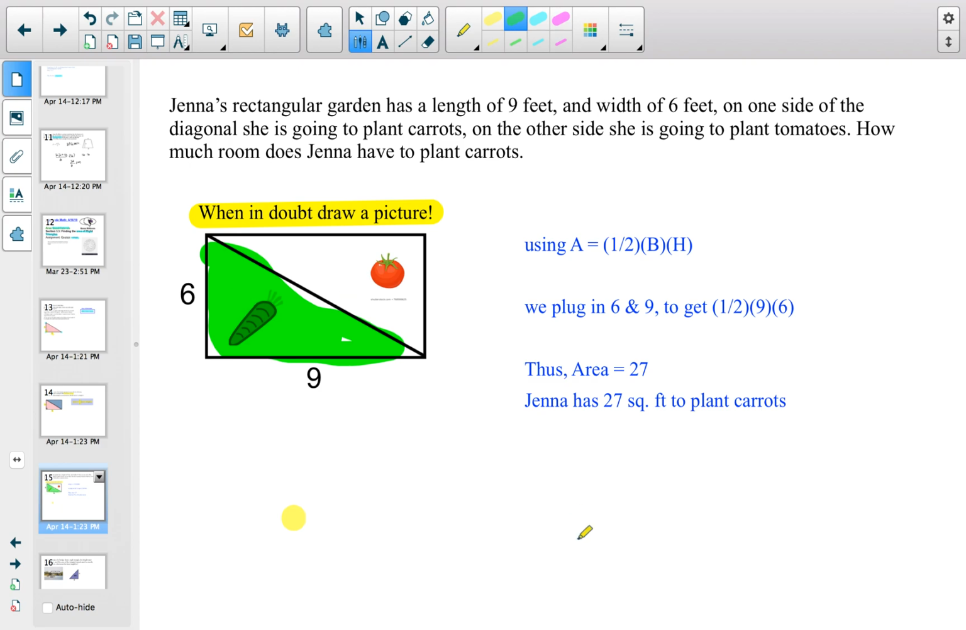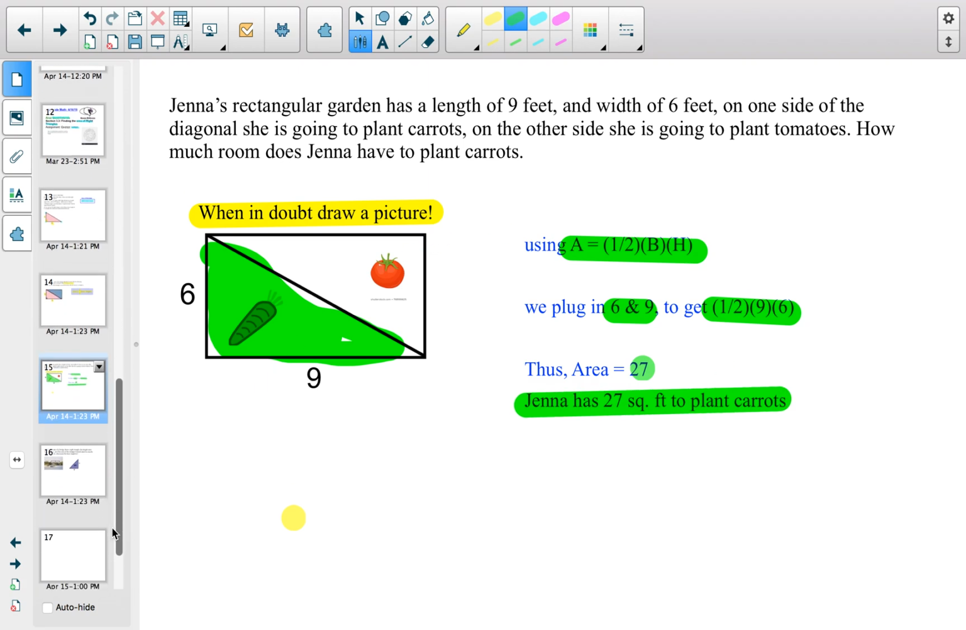So what we do is we're going to use our formula from the last slide. We're going to plug in 6 and 9, and we're going to get something like this. Well, we can put that into a calculator, you can get 27. So Jenna has 27 square feet to plant carrots. Okay, moving on here.